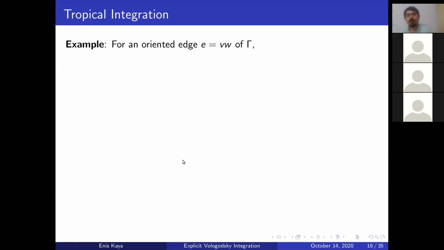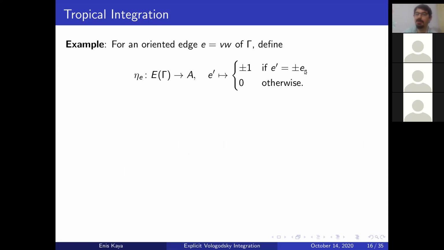Okay, example. Here we have an oriented edge, E, from the vertex V to the vertex W. And I define a function, eta_E, which takes the value plus or minus 1 if the edge I started with is plus or minus E, otherwise it is 0.